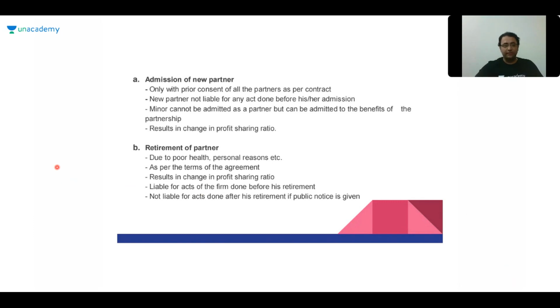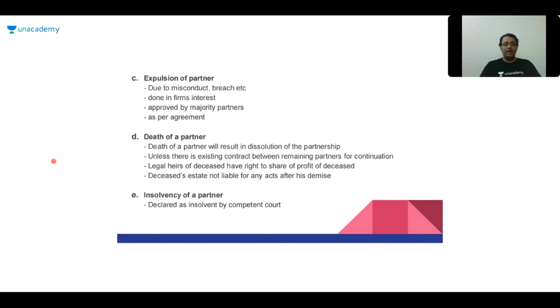Let's proceed. Expulsion of a partner due to misconduct, breach, etc., done in firm's interest, approved by majority partners as per the agreement. Like I told you earlier, all the partners decide and they decide to throw him out or put him out of the partnership firm. That is the expulsion of a partner.